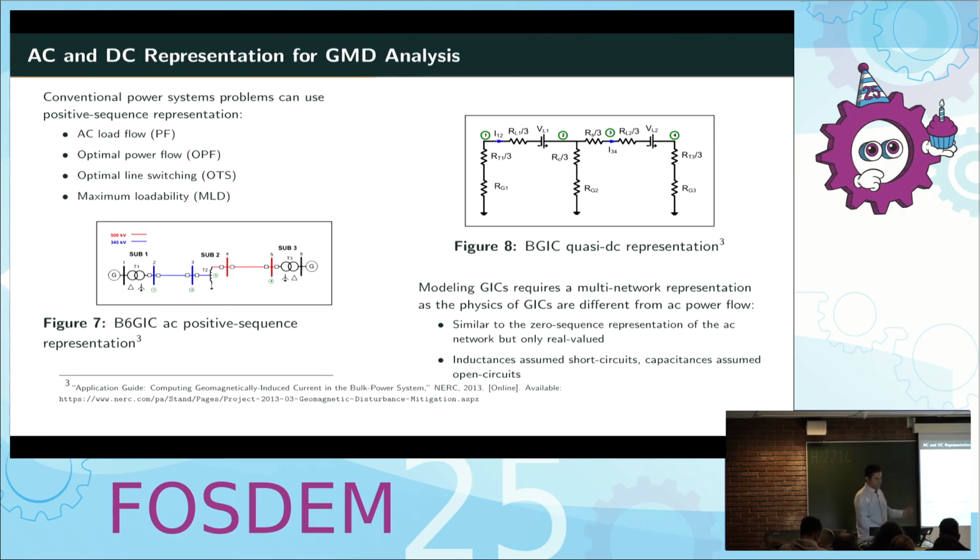Now, what does this look like in terms of circuits? On the left here we have a positive sequence model, where we represent a transmission system that's approximately balanced as one line. This doesn't work for quasi-DC current, so what we have is the model on the right here, which is approximately equal to the real portion of a zero sequence network representation that's commonly used in fault studies.